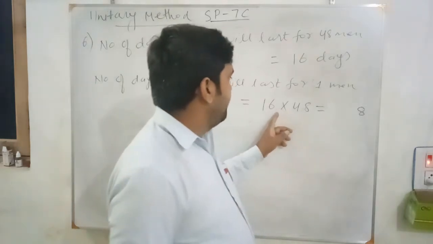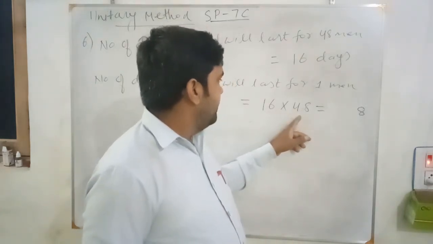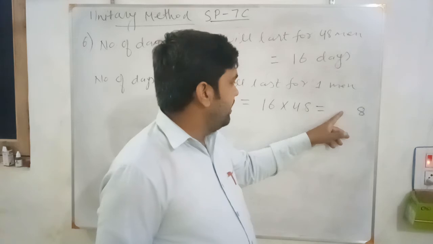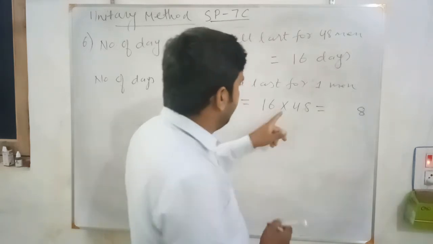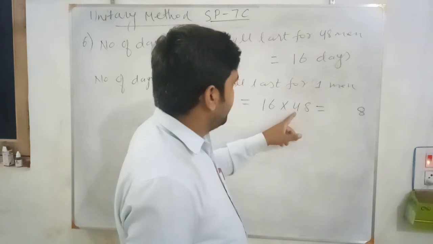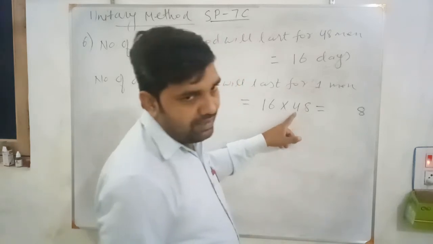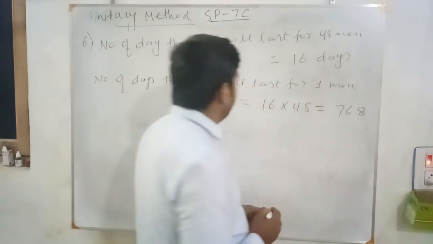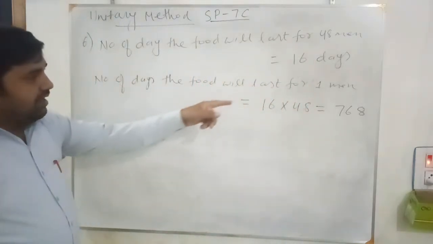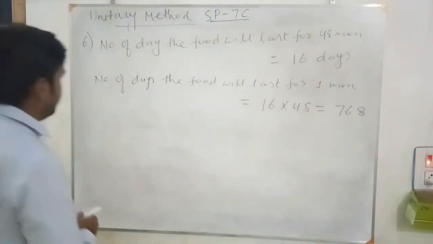So 16 6s are 96, 16 7s are 112, and 16 8s are 128. So 12 remainder, 12 carry. So 16 4s are 64. 64 plus 12 is 76. So 768 days. So the number of days the food will last for one man is 768 days.